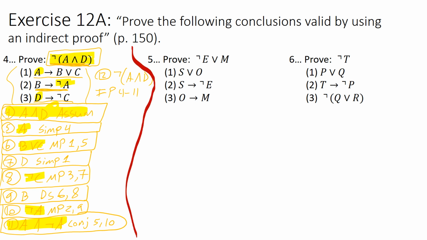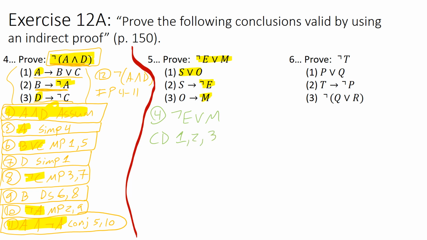For number 5, we want to prove the disjunction, not E or M. This is kind of interesting because we can prove this directly in just one line. Because notice we have this disjunction S or O, but if S is the case, by modus ponens, not E will be the case, or if O is the case, then by modus ponens, M will be the case. So we can just say line 4, not E or M, because we have a constructive dilemma with lines 1, 2, and 3. And that does prove it.